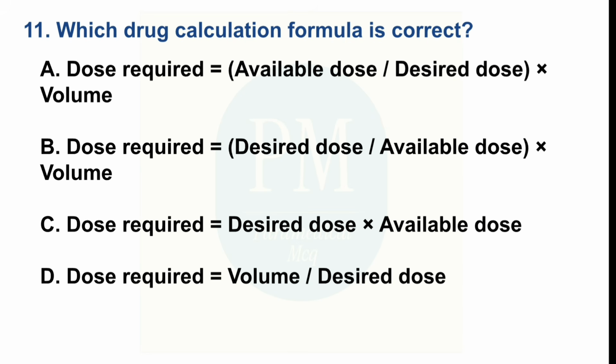Which drug calculation formula is correct? Option A, dose required is equal to available dose per desired dose into volume. Option B, dose required is equal to desired dose per available dose into volume. Option C, dose required is equal to desired dose into available dose. Option D, dose required is equal to volume per desired dose. The correct option is option B. Dose required is equal to desired dose per available dose into volume.